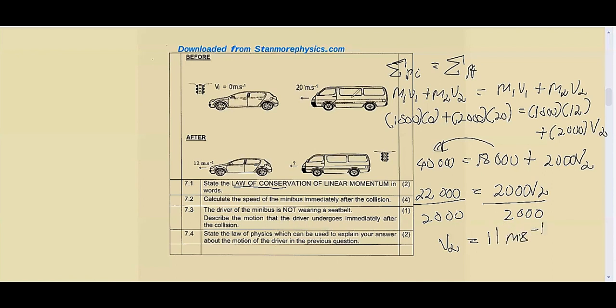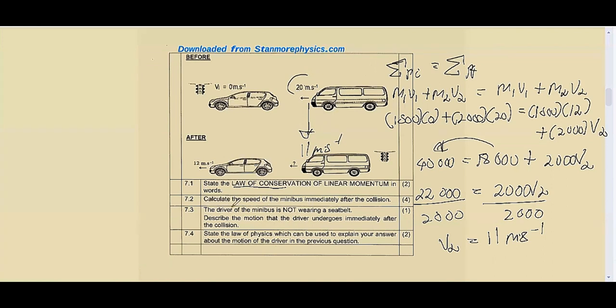So what happened here? From this, we can tell that the velocity of the minibus taxi decreased after collision. So it was moving at a velocity of 20 meters per second, and then after the collision, now it is moving at a velocity of 11 meters per second, which is now lower than the initial velocity.